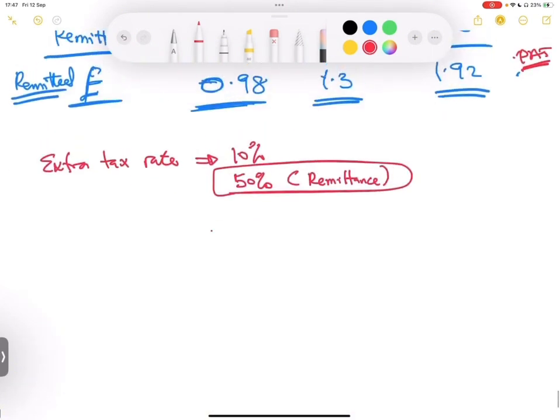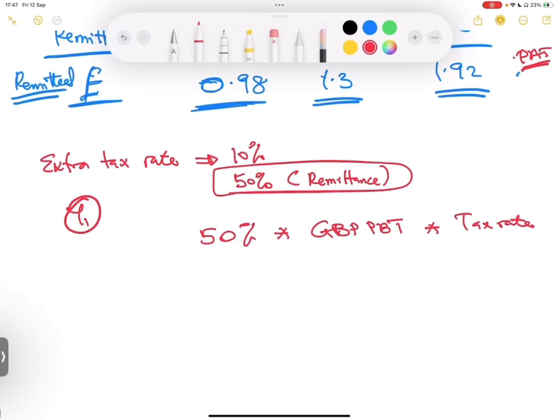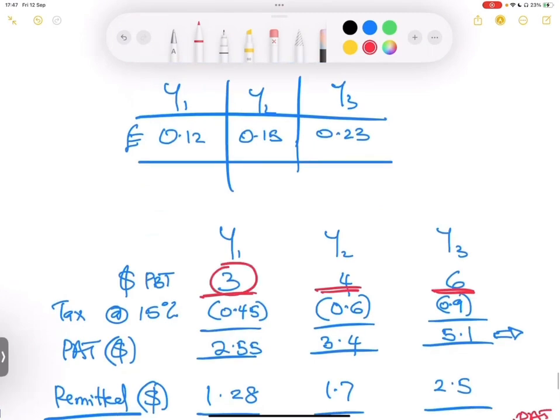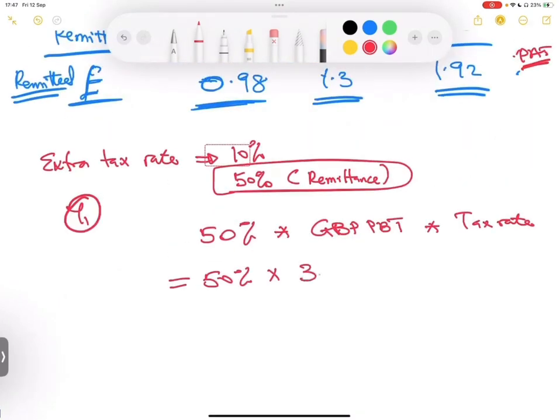So which means I will do for year one, it's going to be 50% of the GBP equivalent of my year one profit before tax, then times my tax rate. That's 50%. The GBP of PBT was 3, but to convert PBT to GBP, I need to divide by 1.3 because I gave you the exchange rate, and the extra tax rate is 10%.